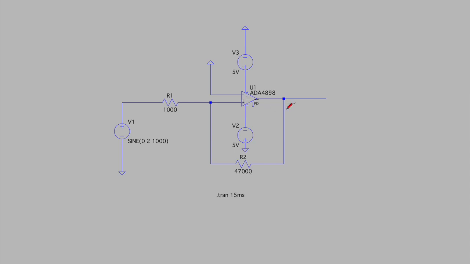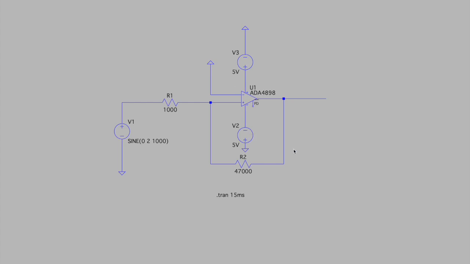To ensure that the op-amp operates in the linear region, we use negative feedback, which means that we feed the output of the op-amp over here into the non-inverting input as well. This output is fed through a 47 kilo ohm resistor. On the inverting input, on the other hand, we simply connect it to ground.